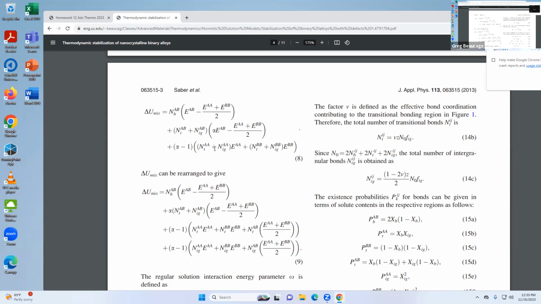If you are saying that when alpha is equal to 1, AB is less likely to happen. When what? AB is less likely to happen. Then a bond between AB is less likely to happen when alpha is equal to 1. Why? It's a random mixture, right? Yeah.